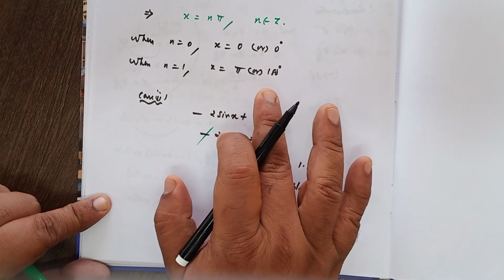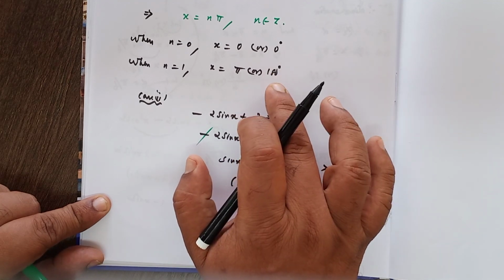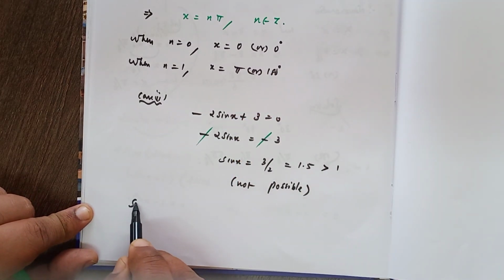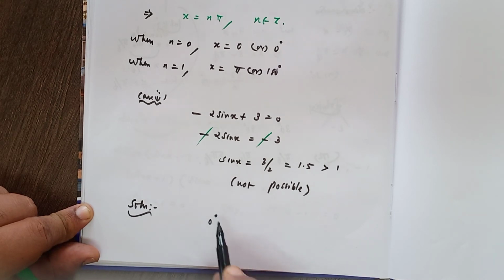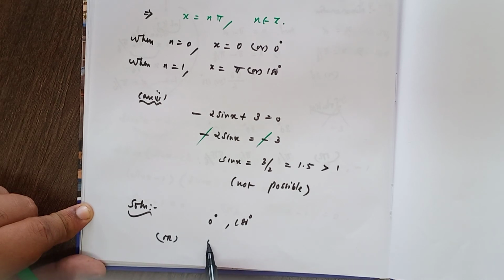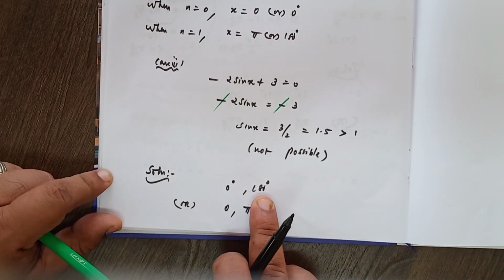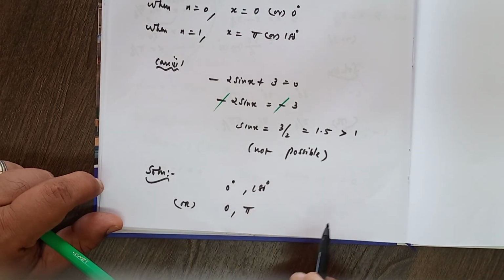So finally we have only two solutions, only 0 degrees and 180 degrees. Solution: 0 degrees and 180 degrees, or we can represent them as 0 and pi. Here, representation of the angle in radians: 0, and 180 degrees is equal to pi.